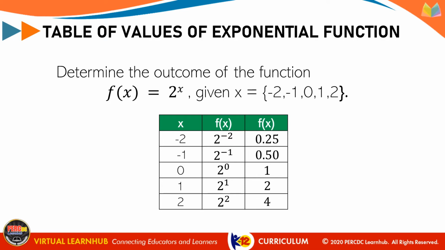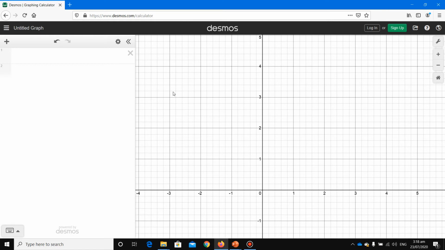So obviously, we can see a pattern here that as x increases from -2 to +2, our y as well increases from 0.25 to +4. And that is because it satisfies the restriction that a should be greater than 0 and a is not equal to 1. Now let's graph our example.